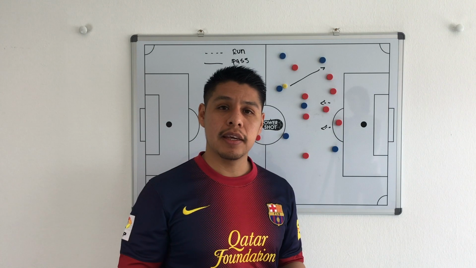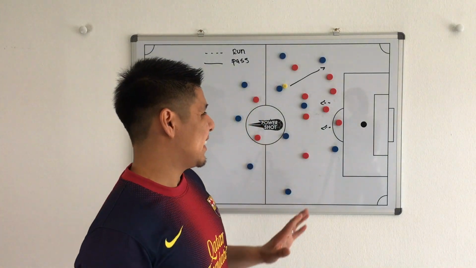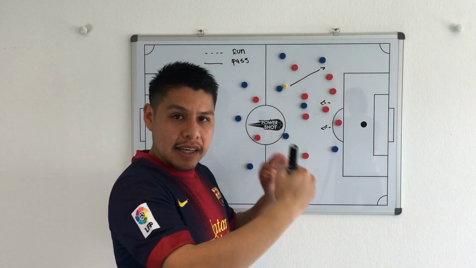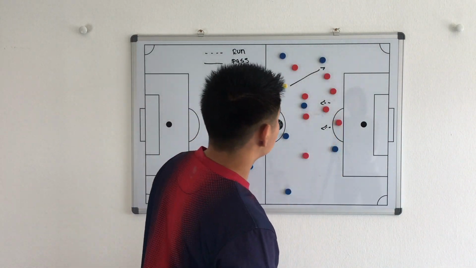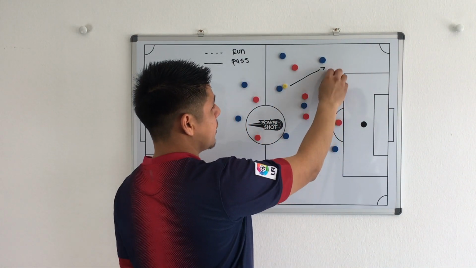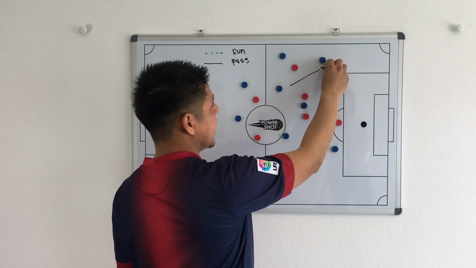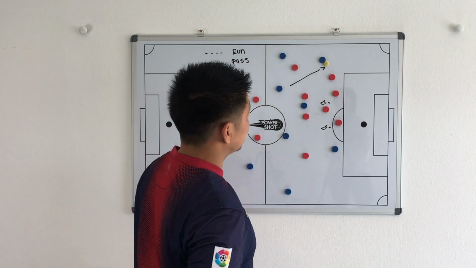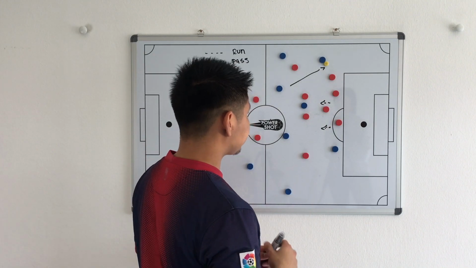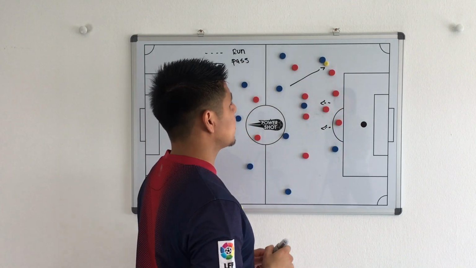So this is the type of situation that we need to take advantage of. Even though we have a numerical disadvantage, we can make them overcommit, take advantage of that position, and then attack from there. Okay, so now if the defender here doesn't commit, then you can get the ball directly to your number 11, your winger there, and take advantage of that.